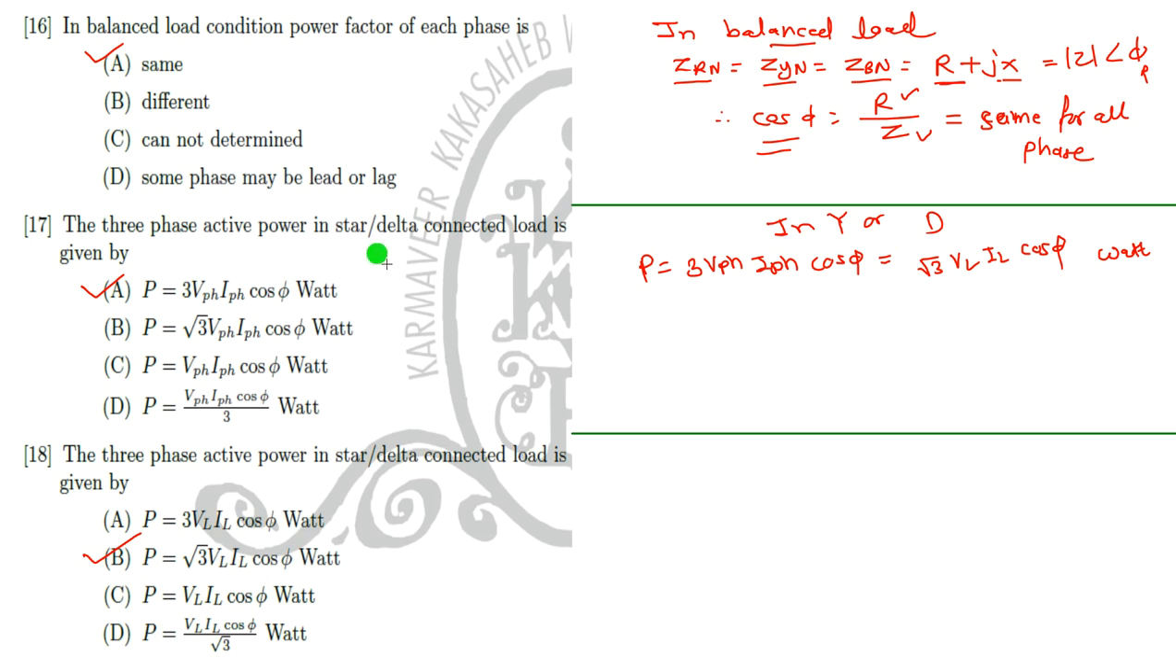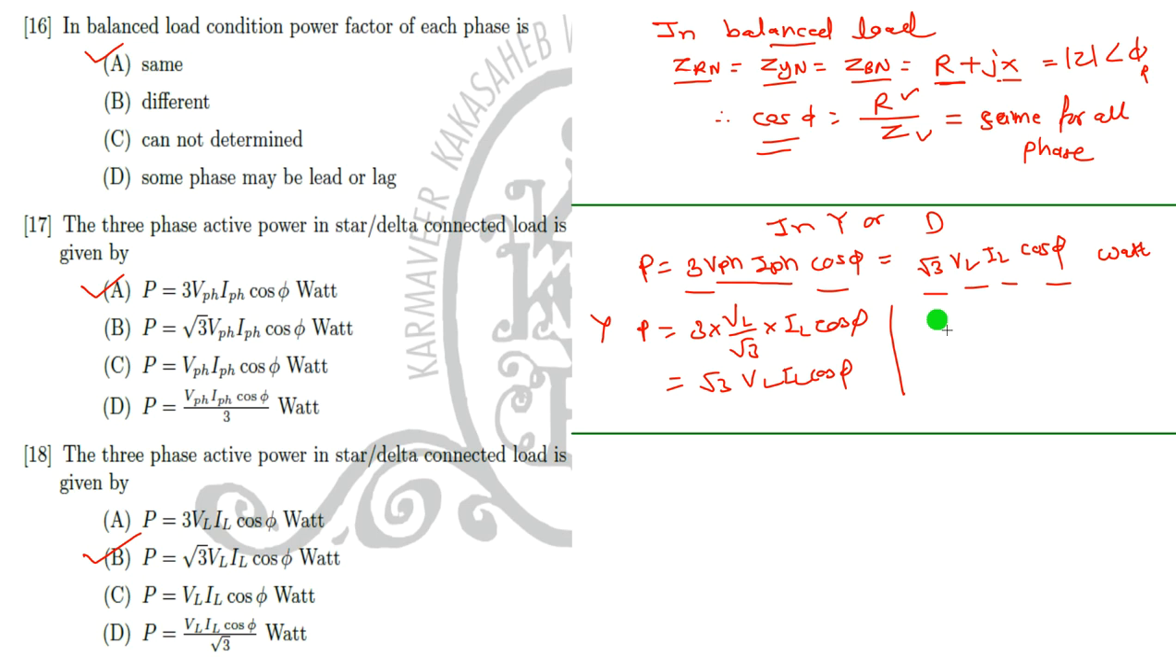The three-phase active power, whether it is star or delta, the power formula is going to remain the same. For active power, in phase form, it is 3 VPH IPH cos phi. In line form, it is root 3 VL IL cos phi, whether it is star or delta. Because in star, VPH can be replaced by VL by root 3, and IL is equal to IPH, into cos phi. This will give you root 3 VL IL cos phi.